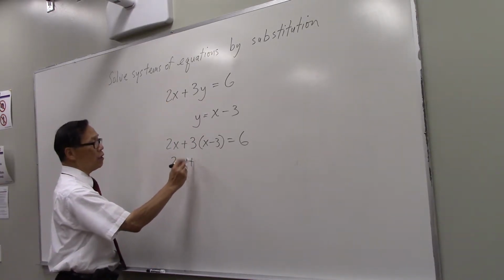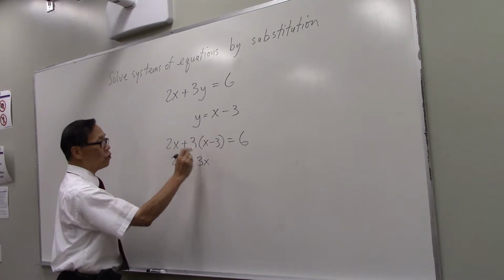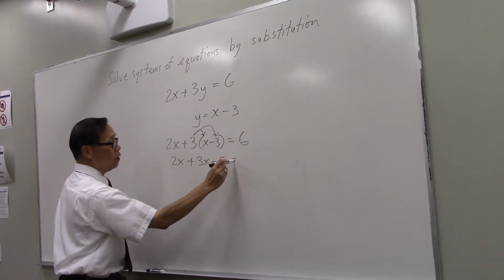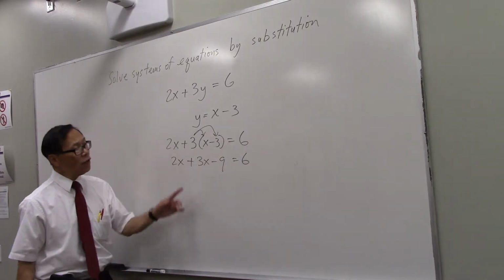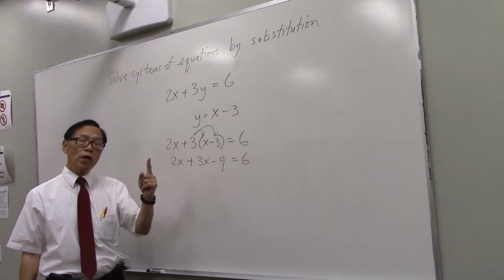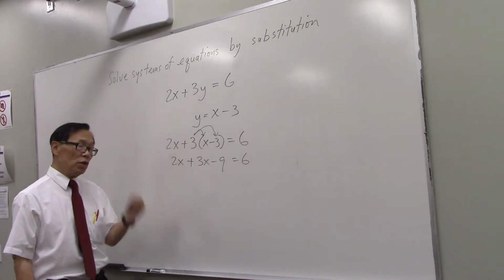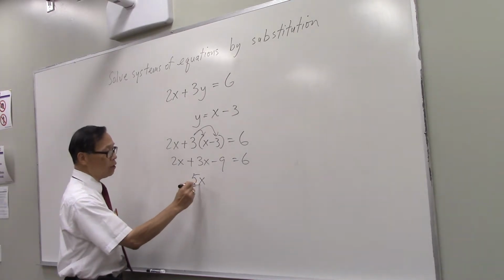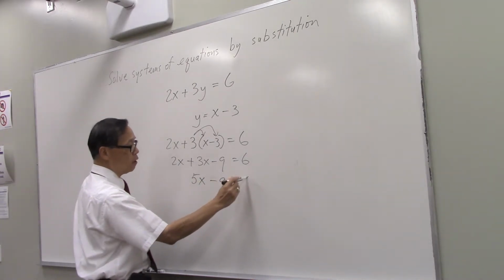This is 2x, 3 times x, 3x. This is called distribution. 3 times 3 is 9. Notice after I substitute, there's only one variable. And if there's one variable, you can solve it with a specific answer. 2x plus 3x is 5x minus 9.